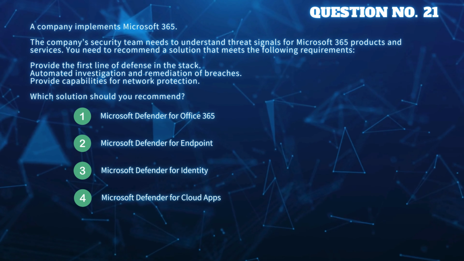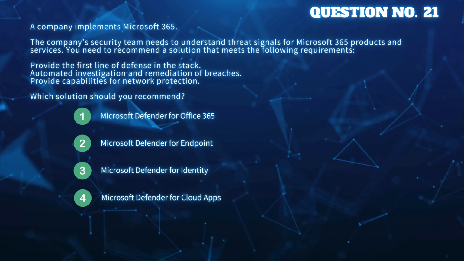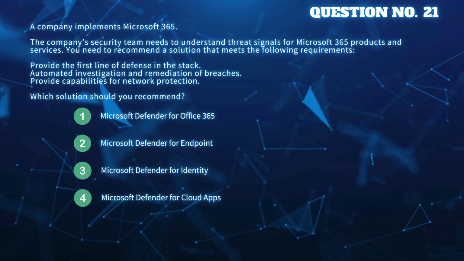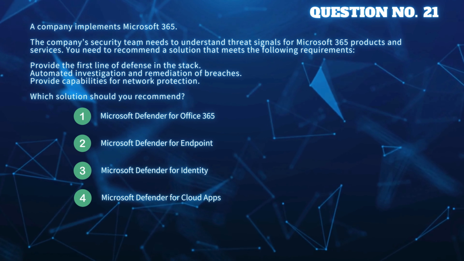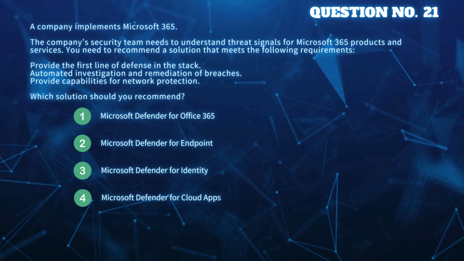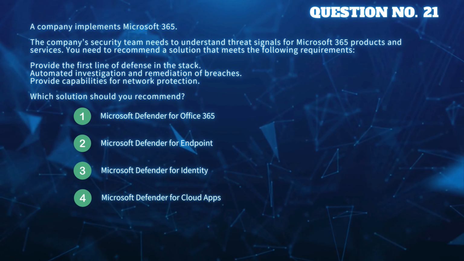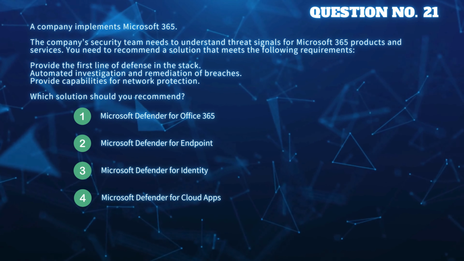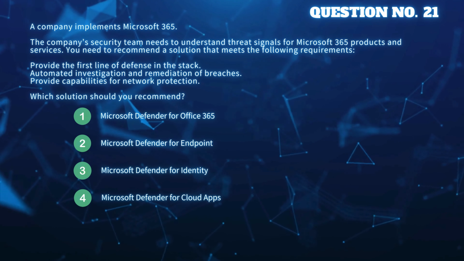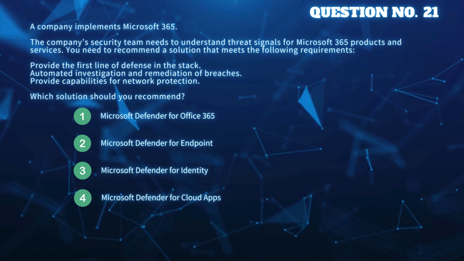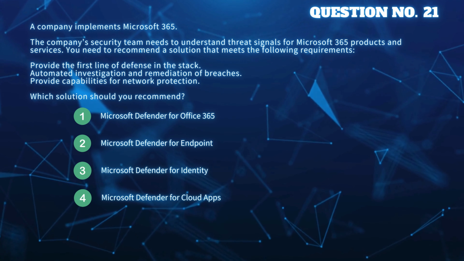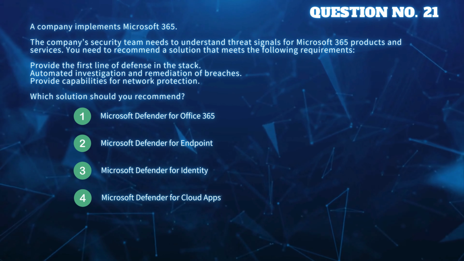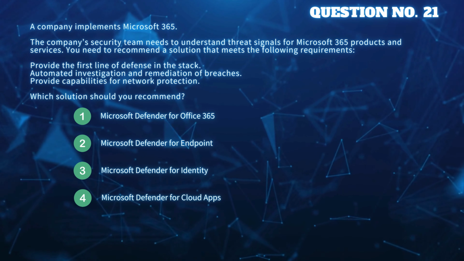Question 21. A company implements Microsoft 365. The company's security team needs to understand threat signals for Microsoft 365 products and services. You need to recommend a solution that meets the following requirements. Provide the first line of defense in the stack. Automated investigation and remediation of breaches. Provide capabilities for network protection. Which solution should you recommend?